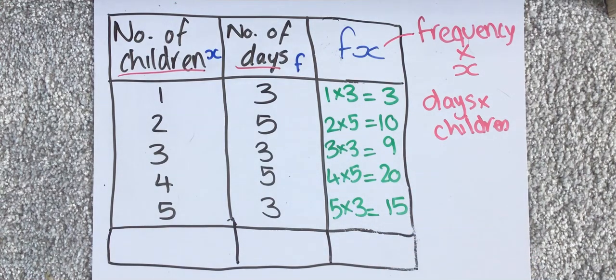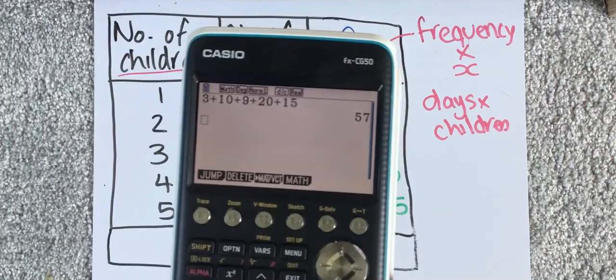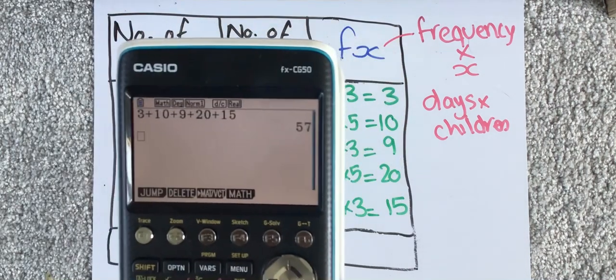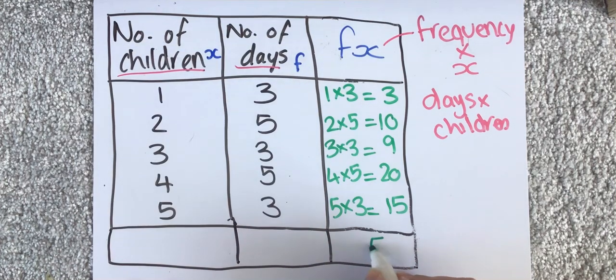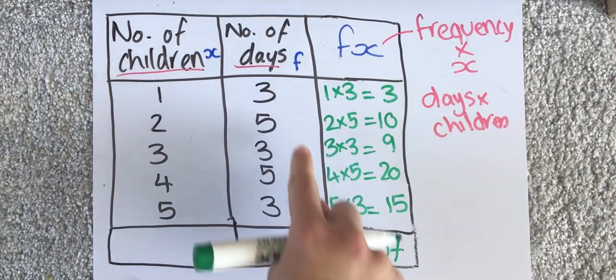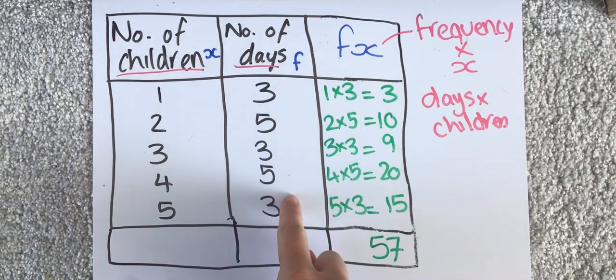So now we add all of these up. I'm happy with you using a calculator. Generally these questions come up on calculator papers. Sometimes they won't if they're nice numbers. But when I add them all up, I get 57. I've just added them up, literally, on a bit of a fancy calculator, and I get 57.